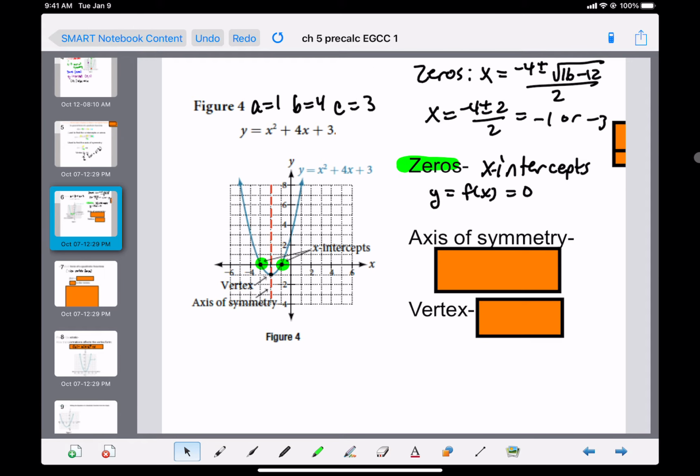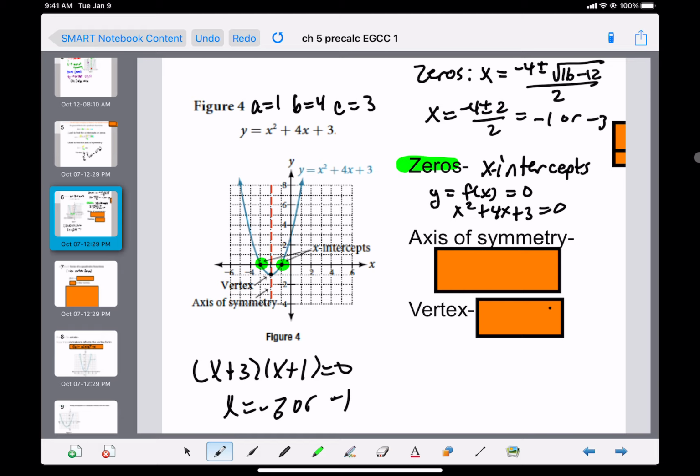You'll notice another way that you can do it is you can set the function x squared plus 4x plus 3 equal to 0. And we know how to solve those. We can solve those by factoring. And that factors to be x plus 3 and x plus 1, which gives us values of negative 3 or negative 1. So if you see how it's factorable, you can solve for the zeros. If you don't see how it's factorable and you want to use the quadratic formula, that's okay too.